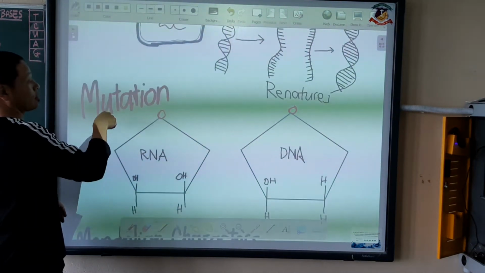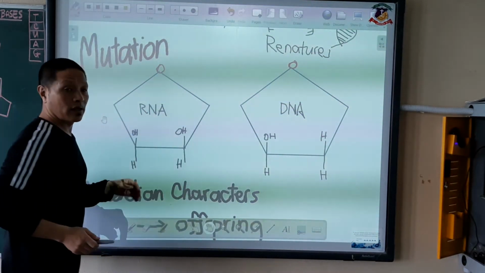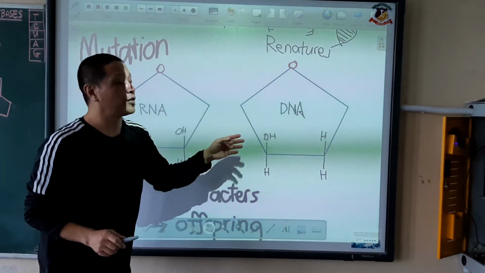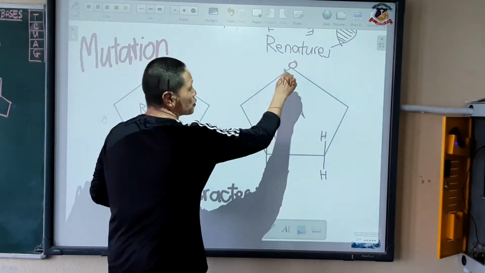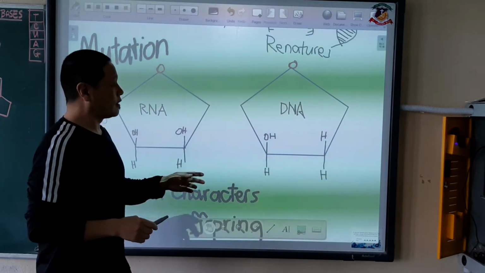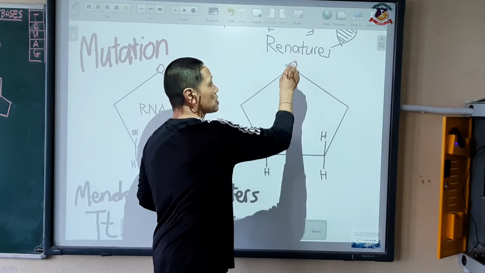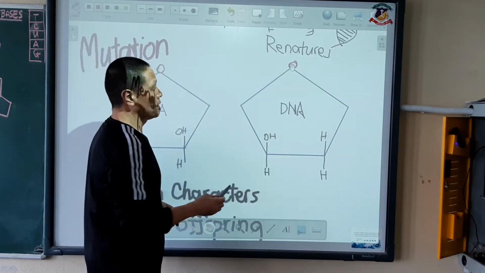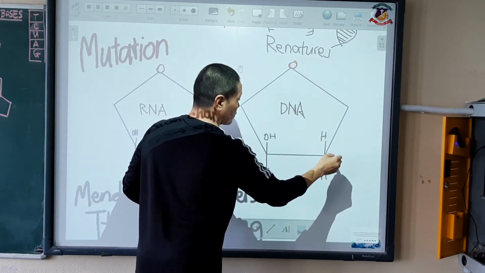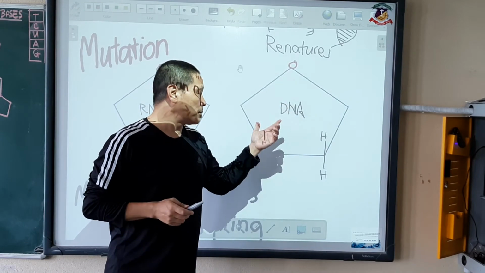So in order to illustrate that, I'm going to bring RNA and DNA. In DNA, the pentose sugar has 5 carbons. Of course this is occupied by oxygen, but we have another carbon here, the 5th one. 1, 2, 3, 4, and 5. So I'll deal with that later on. But just observe here, DNA and RNA.